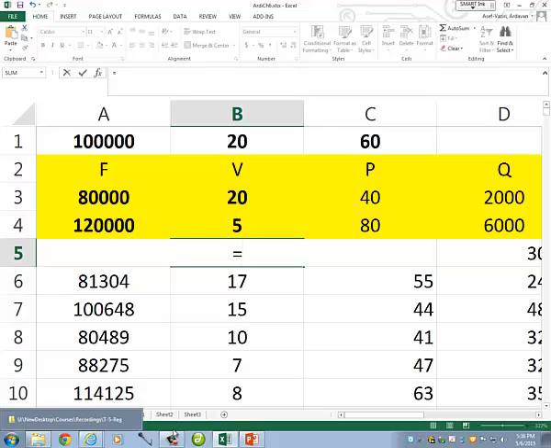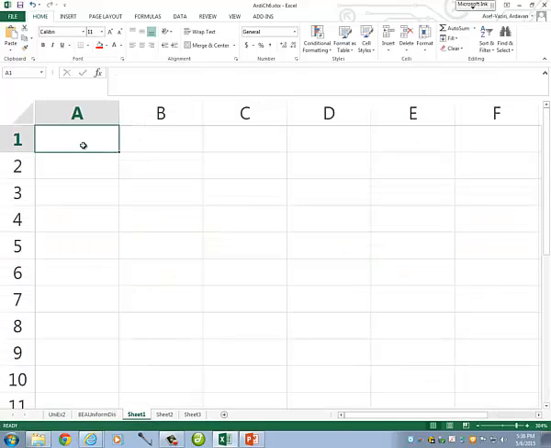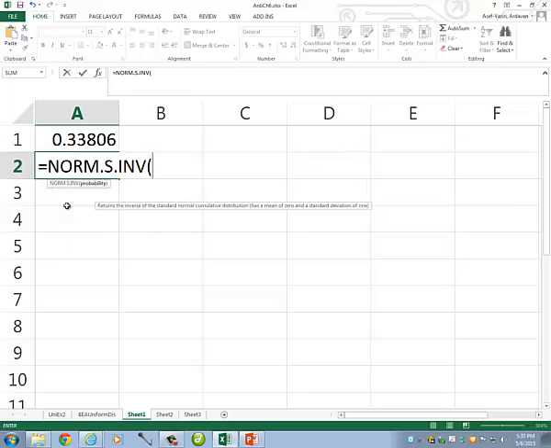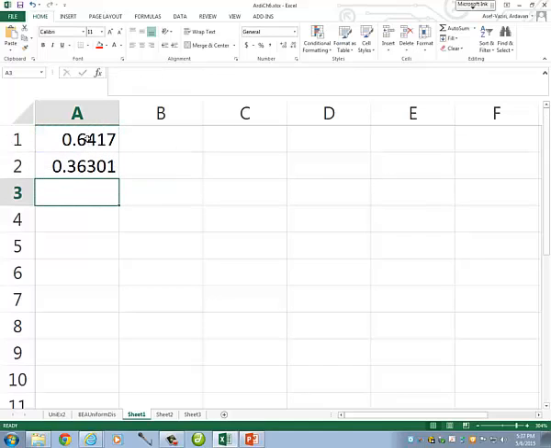The first thing I will do, let me go to a new page, I create a random number. So this is a random number. I don't know what it is. Each time I go here, delete, a new one comes. Then I go equal to norm standard inverse. And then I say, okay, given the probability, what is z? That is z. Now I created a z.